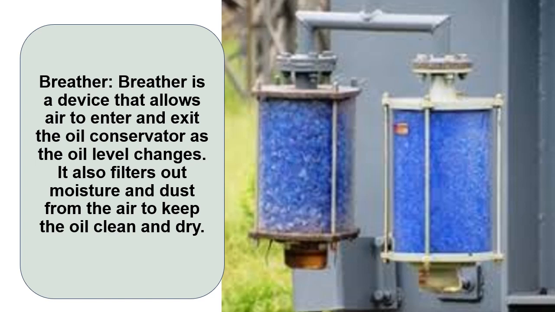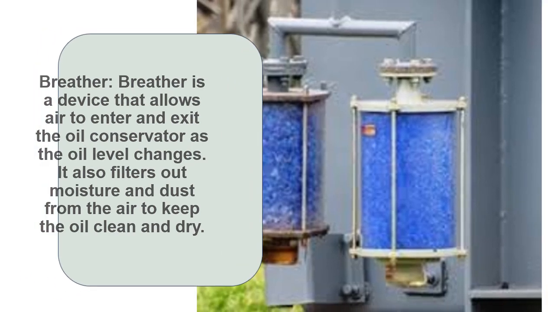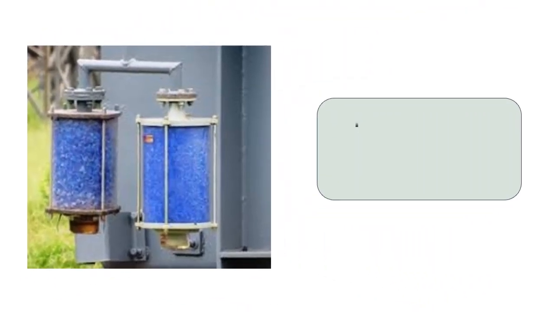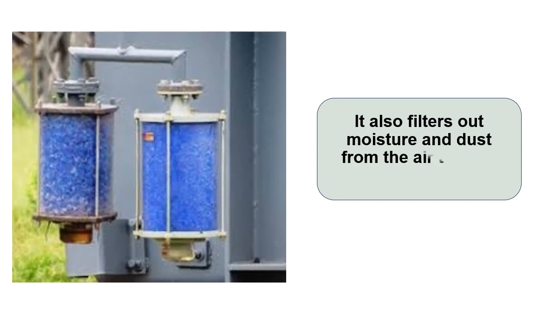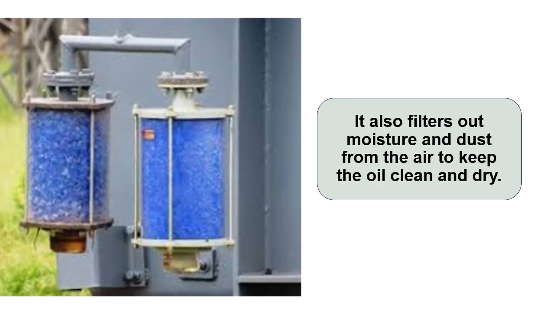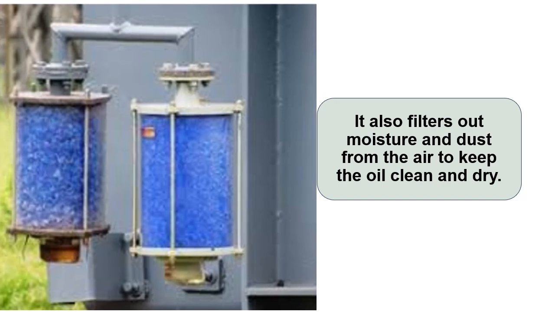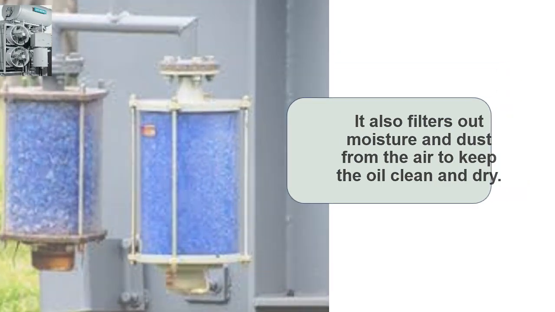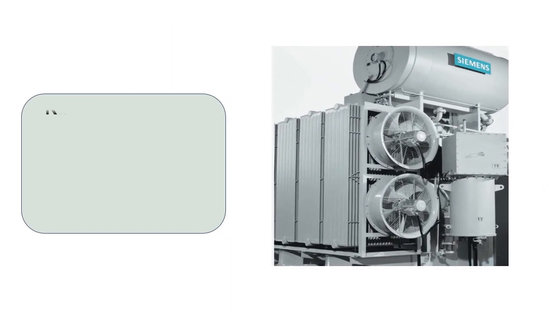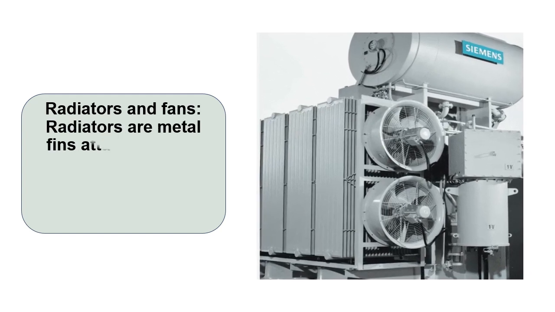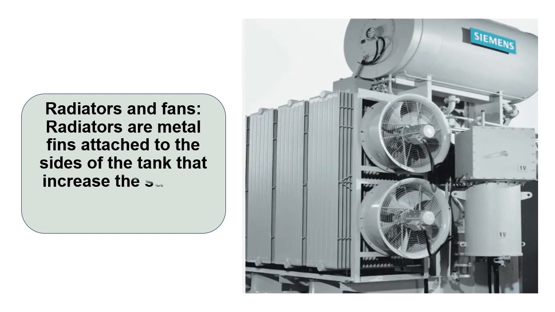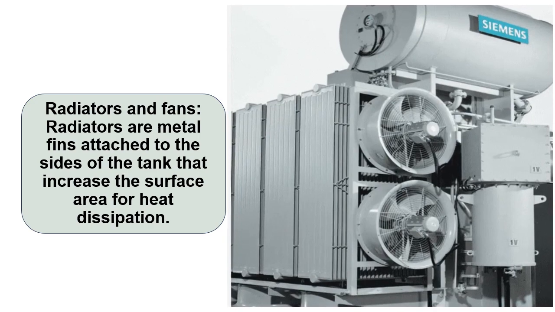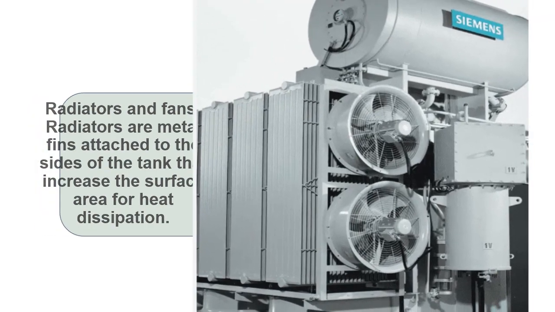Radiators and fans. Radiators are metal fins attached to the sides of the tank that increase the surface area for heat dissipation. Fans are electric motors that blow air over the radiators to enhance cooling. Radiators and fans are used for large transformers that generate more heat than can be removed by natural convection.